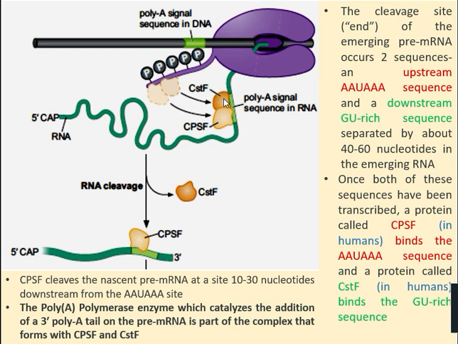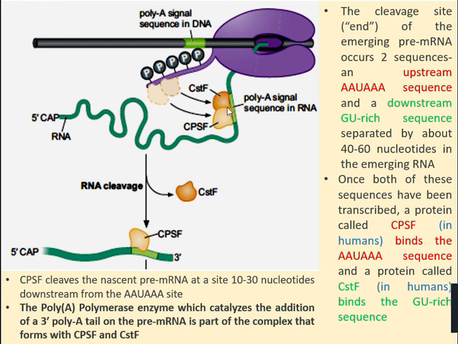Now, what will the CPSF do? It will cleave, or cut, the pre-mRNA at a site which is 10 to 30 nucleotides downstream from the AAUAAA site. So, this CPSF will cut this mRNA 10 to 30 nucleotides after the AAUAAA site. So, this is how the cleaving takes place.